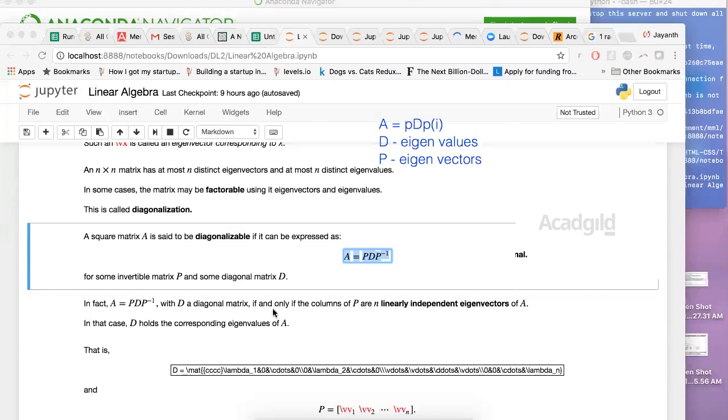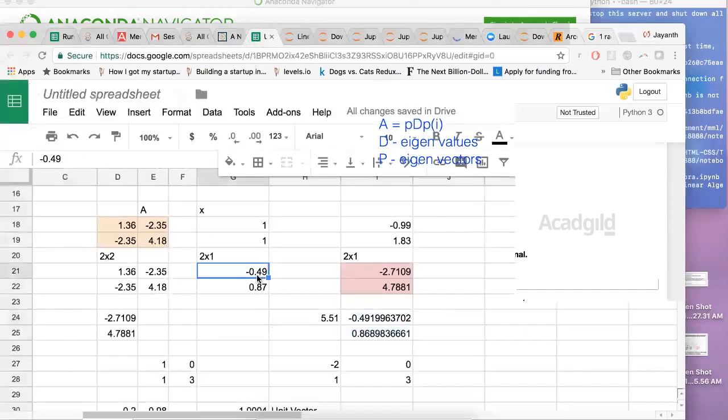We look at that example once more. What did I do? I have a matrix minus 0.49, 0.87. I just went ahead and multiplied with one particular matrix, 1.36, minus 2.35, this guy. I got back a 2 by 1 matrix. Incidentally, it turns out this is exactly 5.5 times that same matrix X. That's all there is. That is the eigenvalue. So A into X gives lambda times X. And conversely, if we can stretch a matrix, we can also condense the matrix.